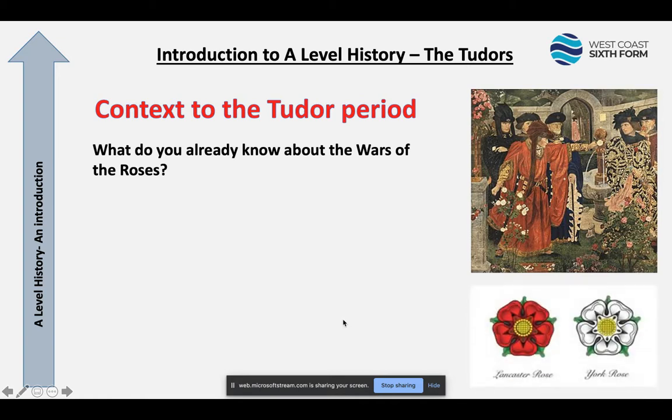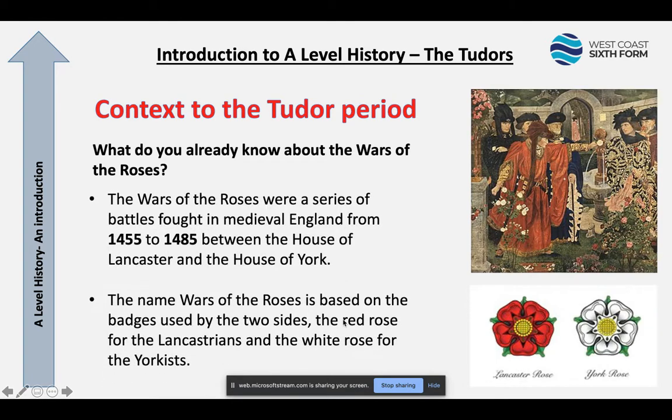Okay, so hopefully some people have got a bit of an idea. If not, here's a bit more information. We've got two roses here: the Lancaster Rose and the York Rose. Now, the War of the Roses essentially was a series of battles fought in medieval England from 1455 to 1485 between two houses, Lancaster and the House of York.